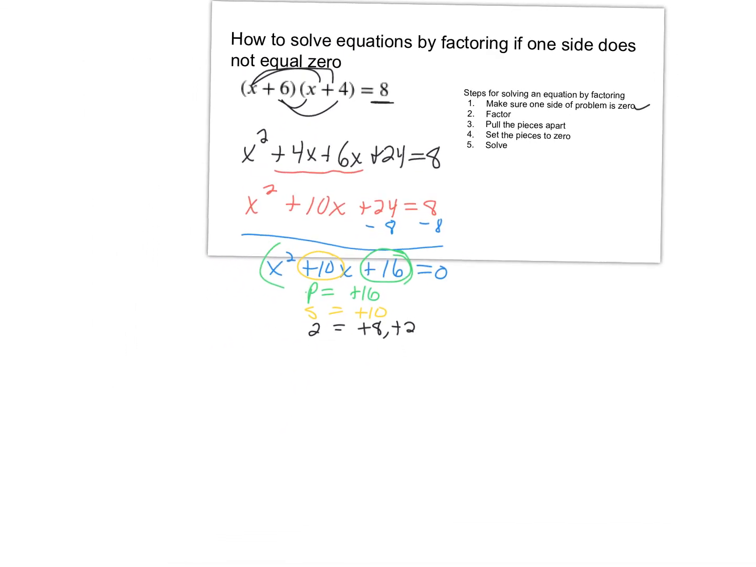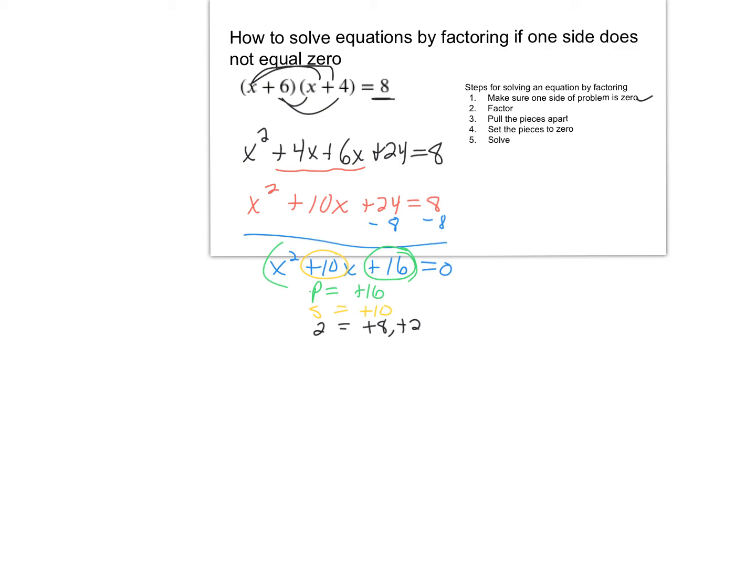Okay, so let me shrink that down. So we're going to have x plus 8, x plus 2, equals 0.